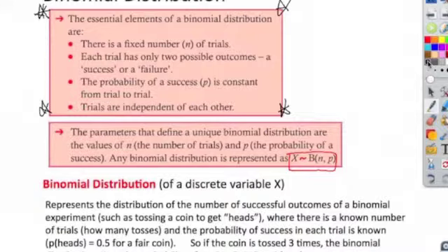Where there is a known number of trials, the number of tosses or the number of rolls, and the probability of success in each trial is known. Therefore, something like probability of heads would be 0.5, obviously. So if the coin is tossed 3 times, the binomial distribution gives the probability of getting 0, 1, 2, or 3 heads. And at this point, it might be worth just showing this again as a probability distribution table. I like to represent these in a table format. Kind of helps in solving problems.